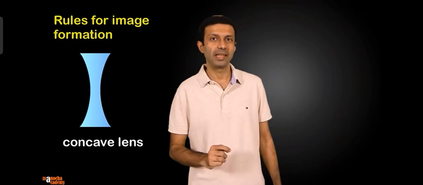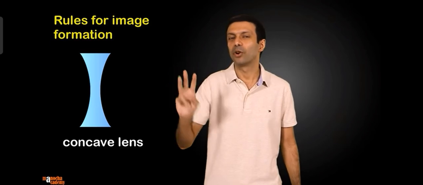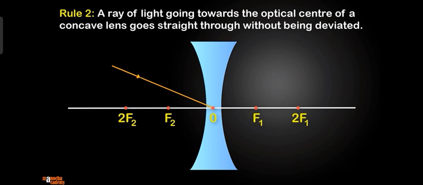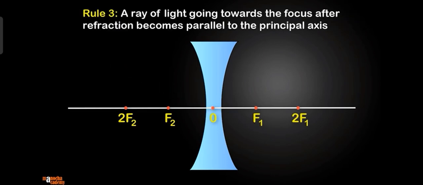Similar to the convex lens, there are 3 rules for a concave lens. Rule 1. A ray of light which is parallel to the principal axis after refraction appears to be coming from the focus. Rule 2. A ray of light going through the optical center of a concave lens goes straight through without being deviated. Rule 3. A ray of light going towards the focus after refraction becomes parallel to the principal axis.